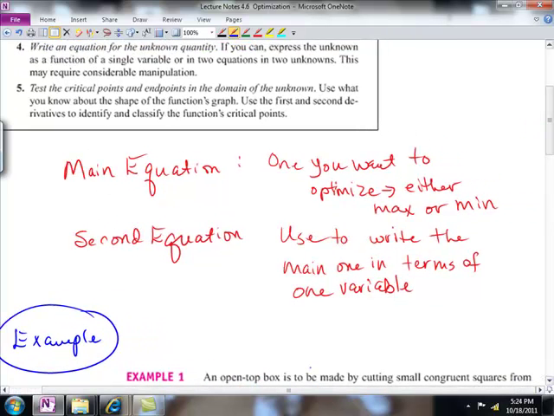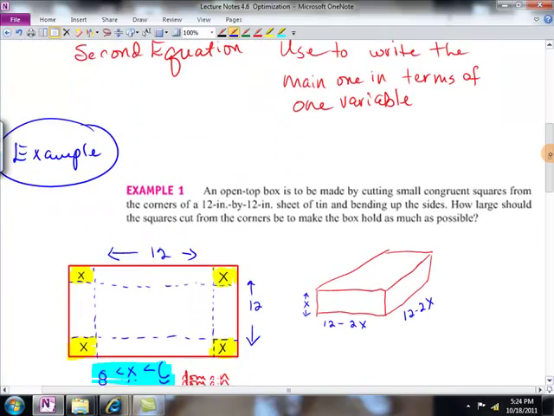Sometimes you'll have two equations. The main equation is the one you want to optimize, either finding a max or a min. The second equation might be to write the main one in terms of one variable. So let's look at an example.